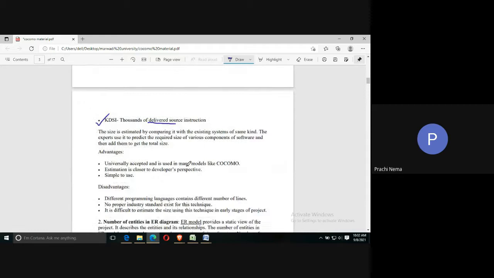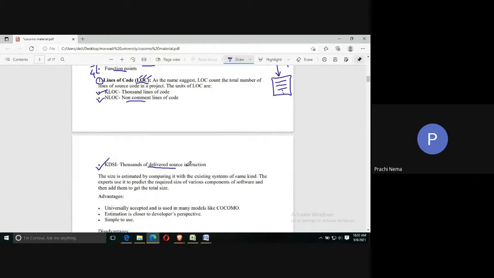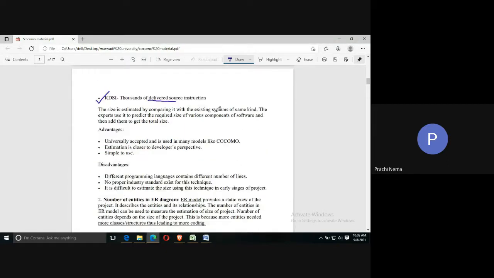Usually, because lines of code are in the thousands and more, the unit used is kilo lines of code. Now there are certain advantages and disadvantages of this technique of using lines of code for size estimation. The first advantage, the most important one, is that COCOMO uses lines of code.